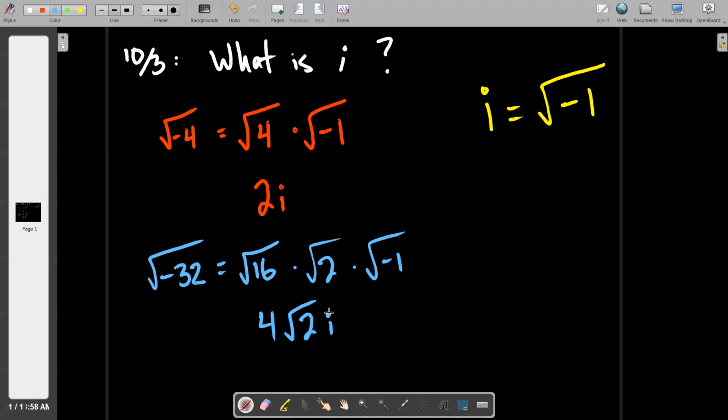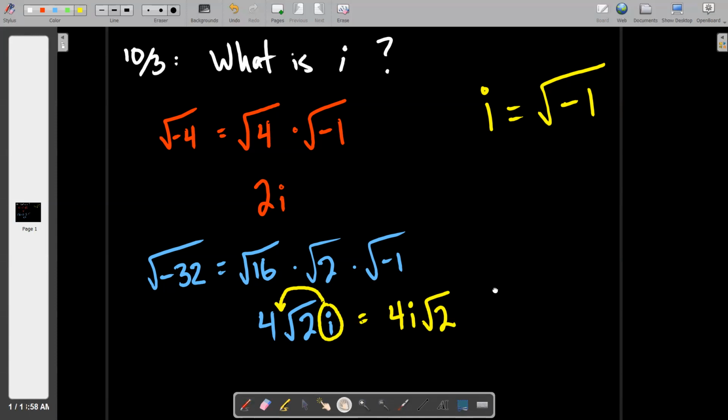So to alleviate this ever even being a possible concern, you will always place your i in front of your root and behind any rational numbers. The 4 is the rational, the 2 is the root. So my answer is actually 4i root 2. You will always put your i after the rational part, before the irrational part.